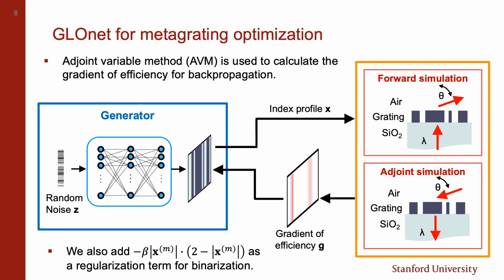GloNet generates a batch of different metagratings in each iteration and updates the generator by backpropagating all their efficiency gradients through the network. Furthermore, we also add a regularization term to the loss function for binarization. When this term reaches its minimum, the device pattern will become binary.